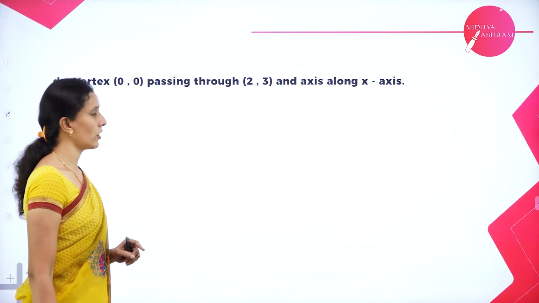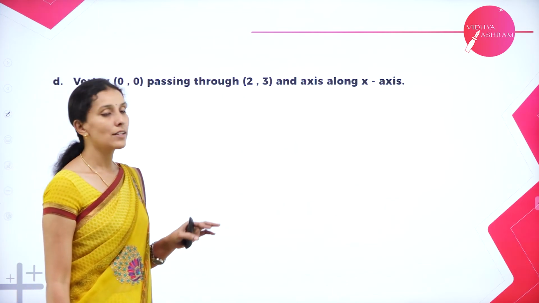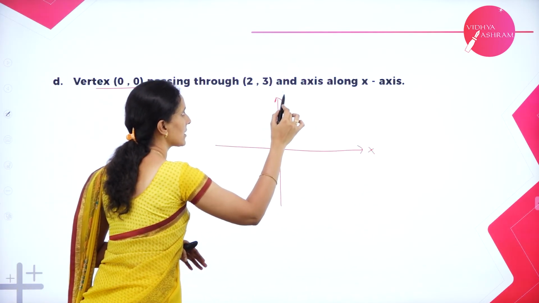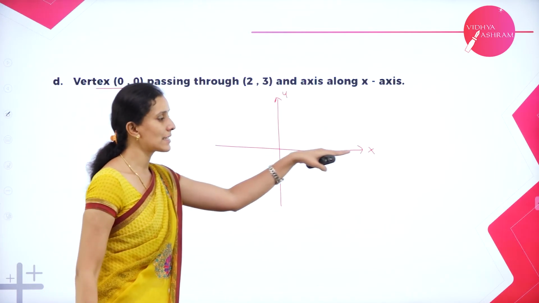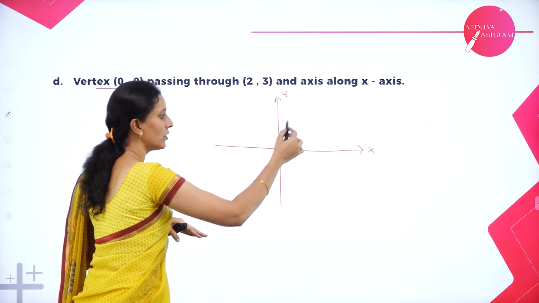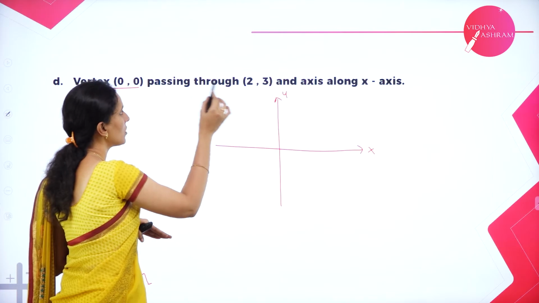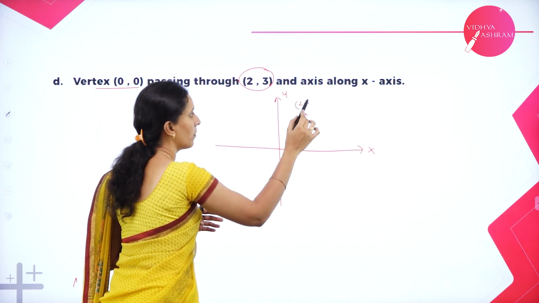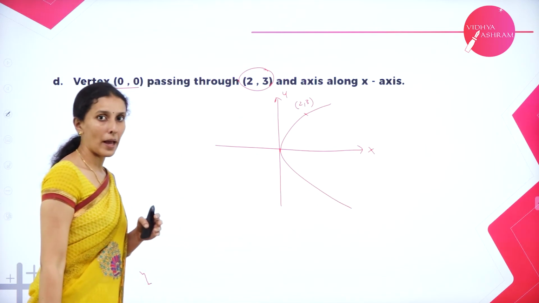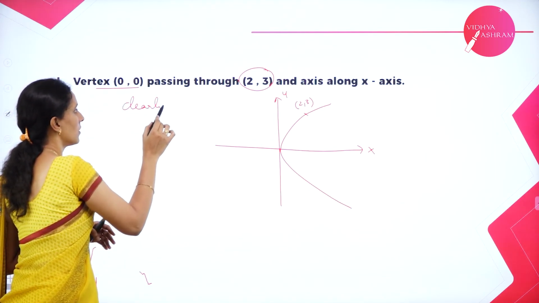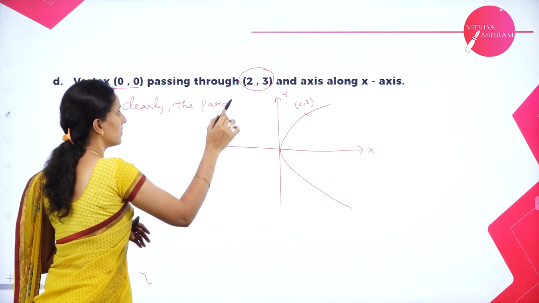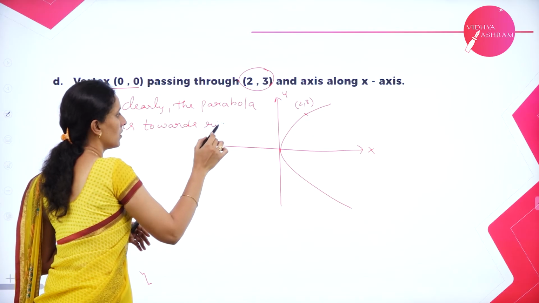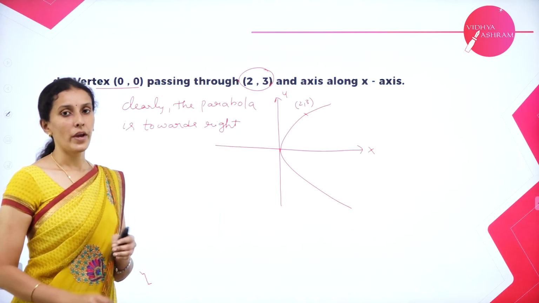Next one, vertex is 0, 0, passing through 2, 3 and axis along x-axis. See, we have a vertex. So clearly vertex, this is x-axis and y-axis. Axis along x-axis means if x-axis is the axis of parabola, then it must turn towards right or turn towards left. They have also given it is passing through 2, 3. Then it may be somewhere here. So clearly, if this is the point 2, 3, we can write this is a right-handed parabola. So clearly, the parabola is towards right.